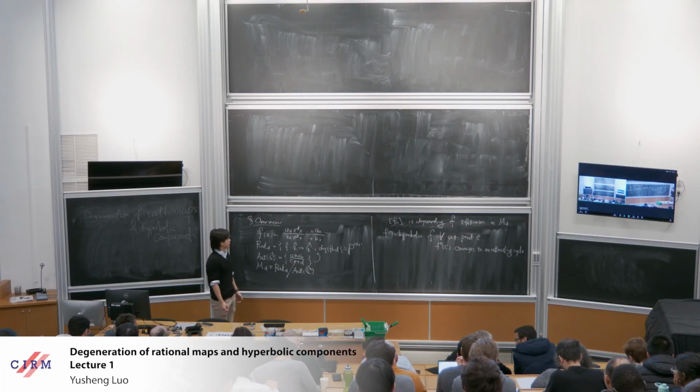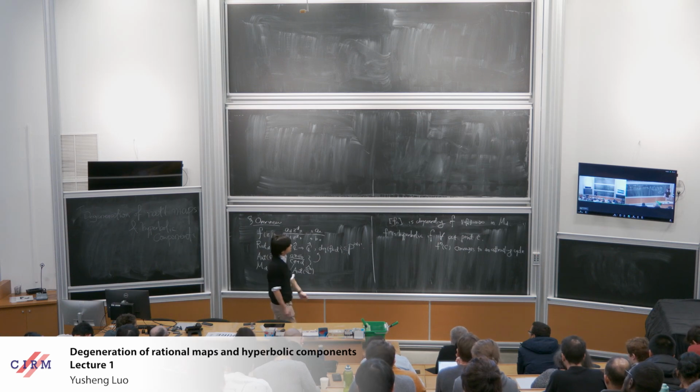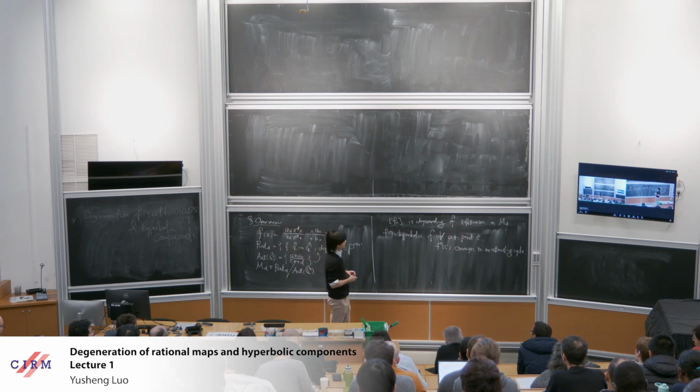It is conjecturally open and dense in this moduli space, but this is still a conjecture, and in the degree 2 polynomial setting it is equivalent to the Mandelbrot set being locally connected.